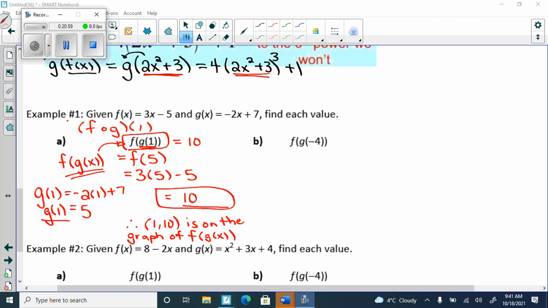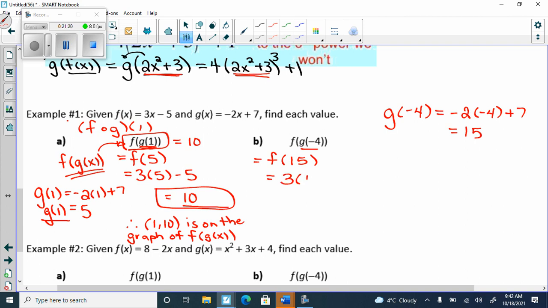So, we're going to do g of negative 4. Negative 2 times negative 4 plus 7, which is 15. So we're going to fill 15 in. And then we plug 15 into f. 3 times 15 minus 5, which is?